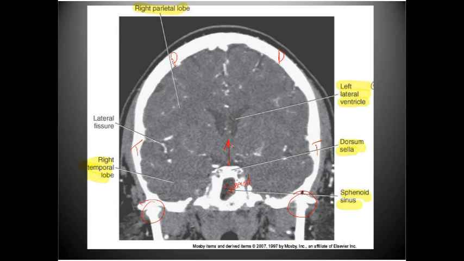Just slightly above this, or superior, we have the lateral ventricles. And then we have the frontal horn of the lateral ventricles. And then we have this area in between, which is the septum pellucidum. Also, we need to label parts of the brain. This is going to be the parietal lobe. This is going to be right parietal, left parietal, right temporal, left temporal.